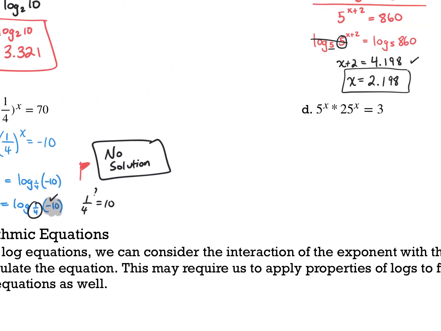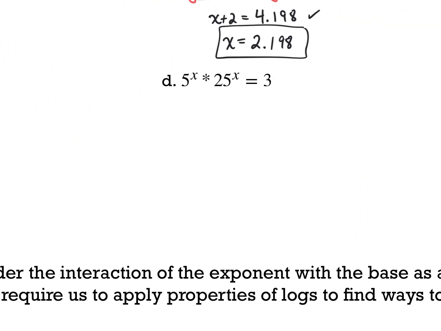All right, one last problem here. Now we have a couple of exponential terms, and in this case, like we saw earlier in the unit, we're benefited by combining these. So what would I do here? Well, I would write this as 5 to the x times 5 squared to the x equals 3. And this allows us to combine into a single exponential.